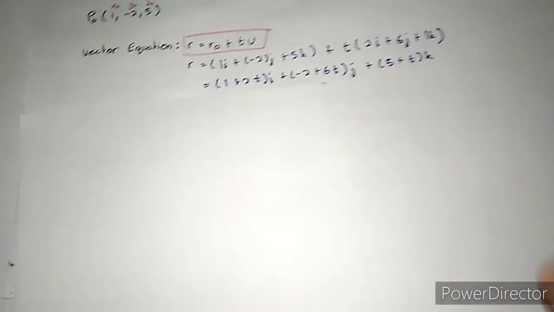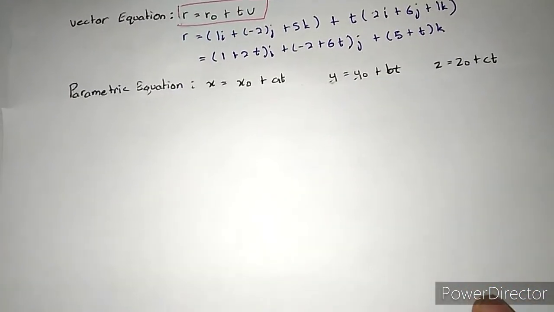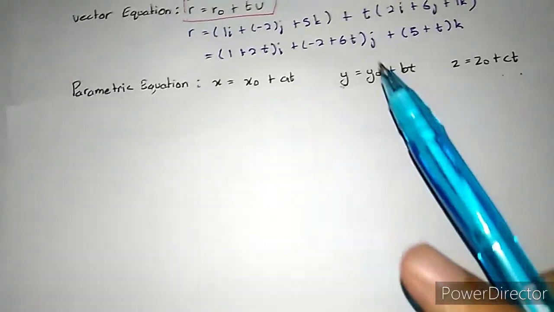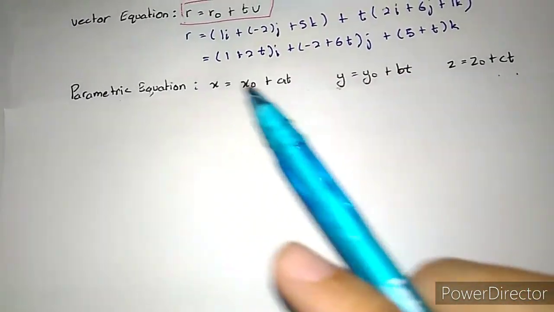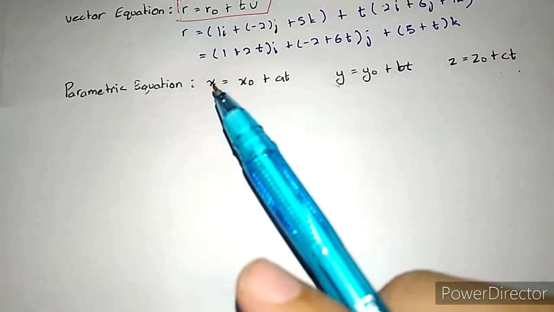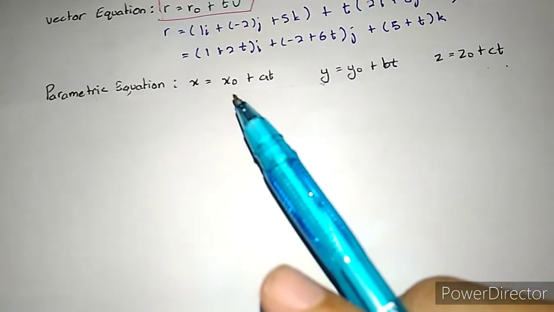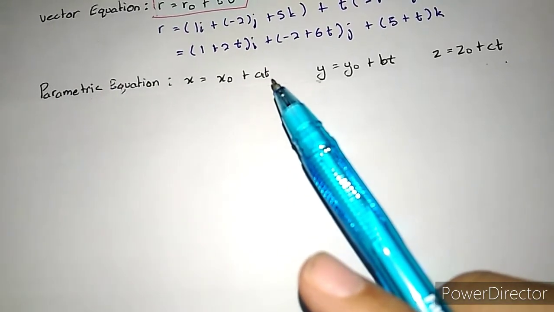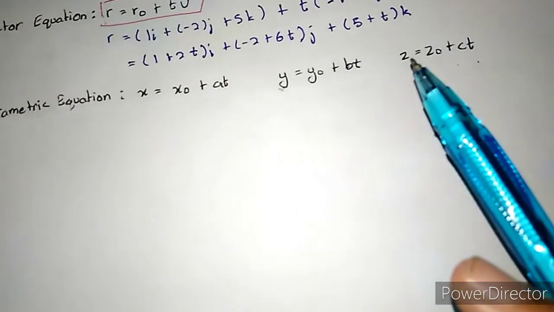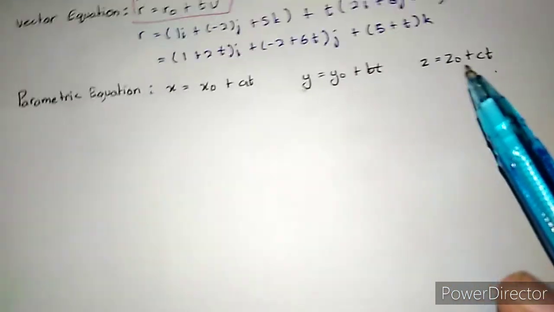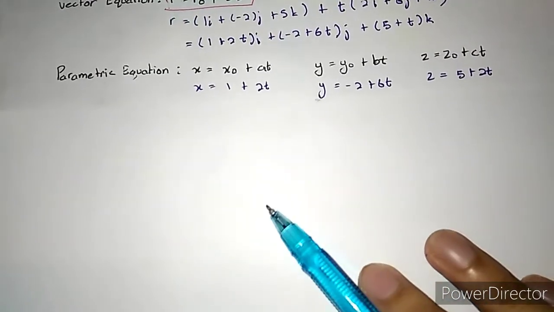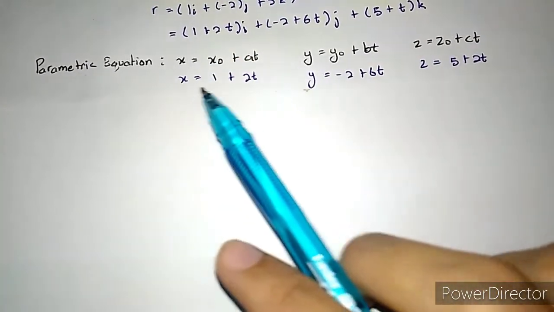Next is how to find the parametric equations. We can find them directly, but we're going to use this formula. The formula for the parametric equations is x equals x0 plus at, y equals y0 plus bt, z equals z0 plus ct. We put the values into the formula and we get this answer.